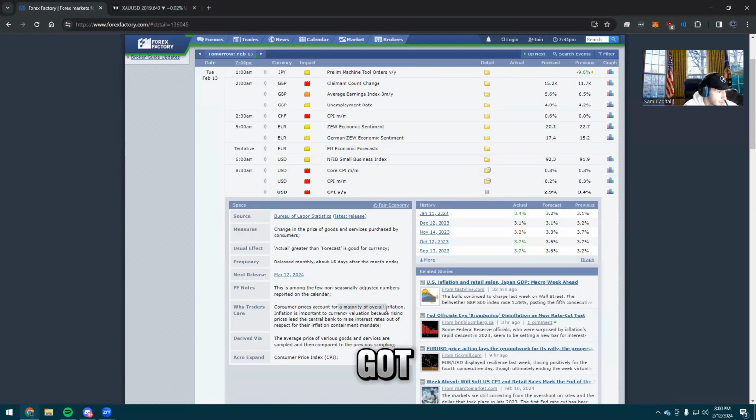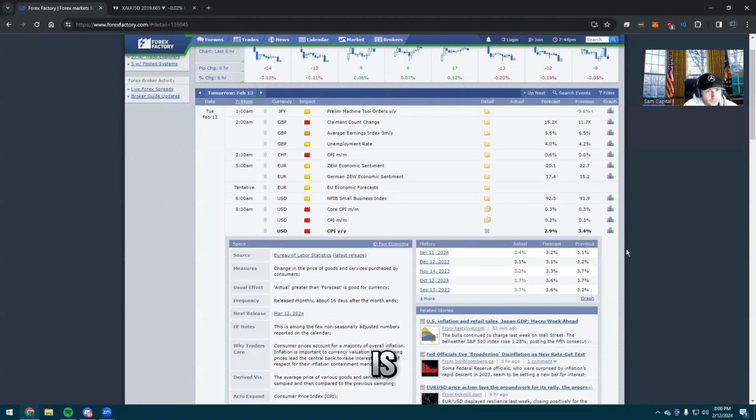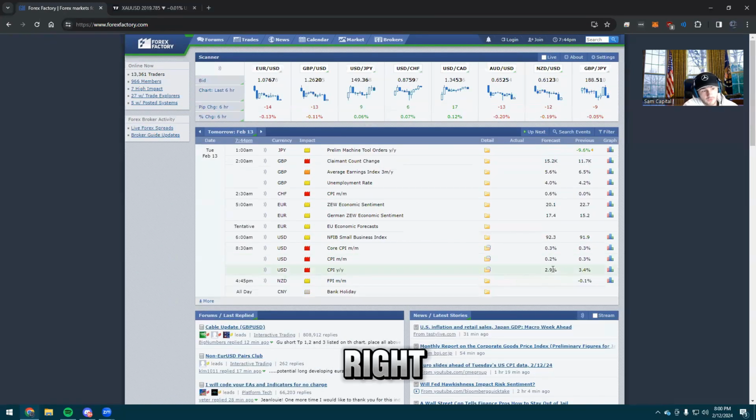Now that we've got out of the way what CPI is, what do these numbers mean? So this 2.9, 3.4, the core CPI and the CPI month over month, these month over month ones are not as important as the year over year, obviously. Just think of it like your candles. Your 1 hour time frame is going to hold more confluence than your 15-minute, because it's a higher time frame and you have more data within it. So this year over year is going to hold the most weight, just to get that out of the way first.